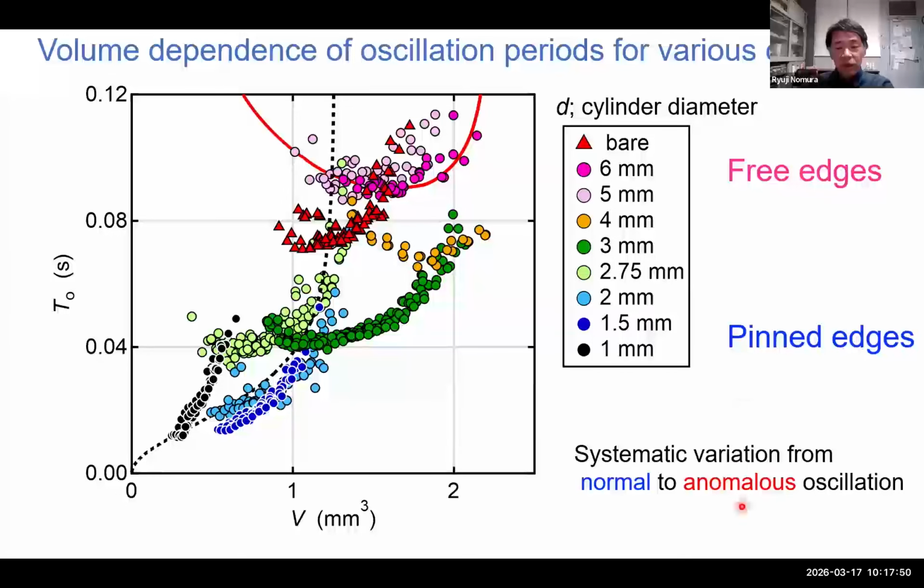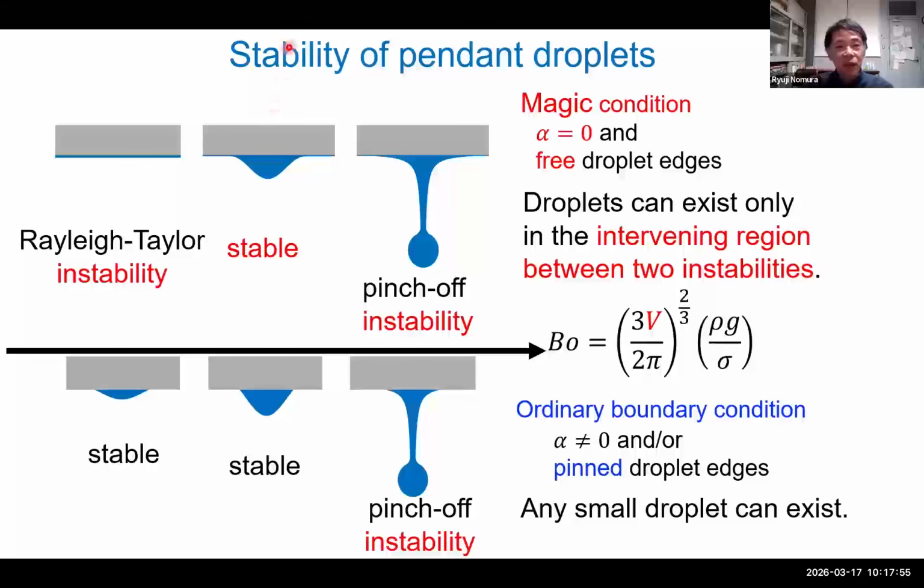So next, let me explain why we have such an anomalous oscillation. And this is my current understanding. Let me show the stability of the pendant droplet as a function of the Bond number, Bo. The Bond number is the same as the volume dependence, as a function of the volume. In the lower row, we have an ordinary boundary condition, like alpha non-zero or the pinned edge case. And at large volume, we have a pinch-off instability. And below this volume, any small droplet can exist stably.